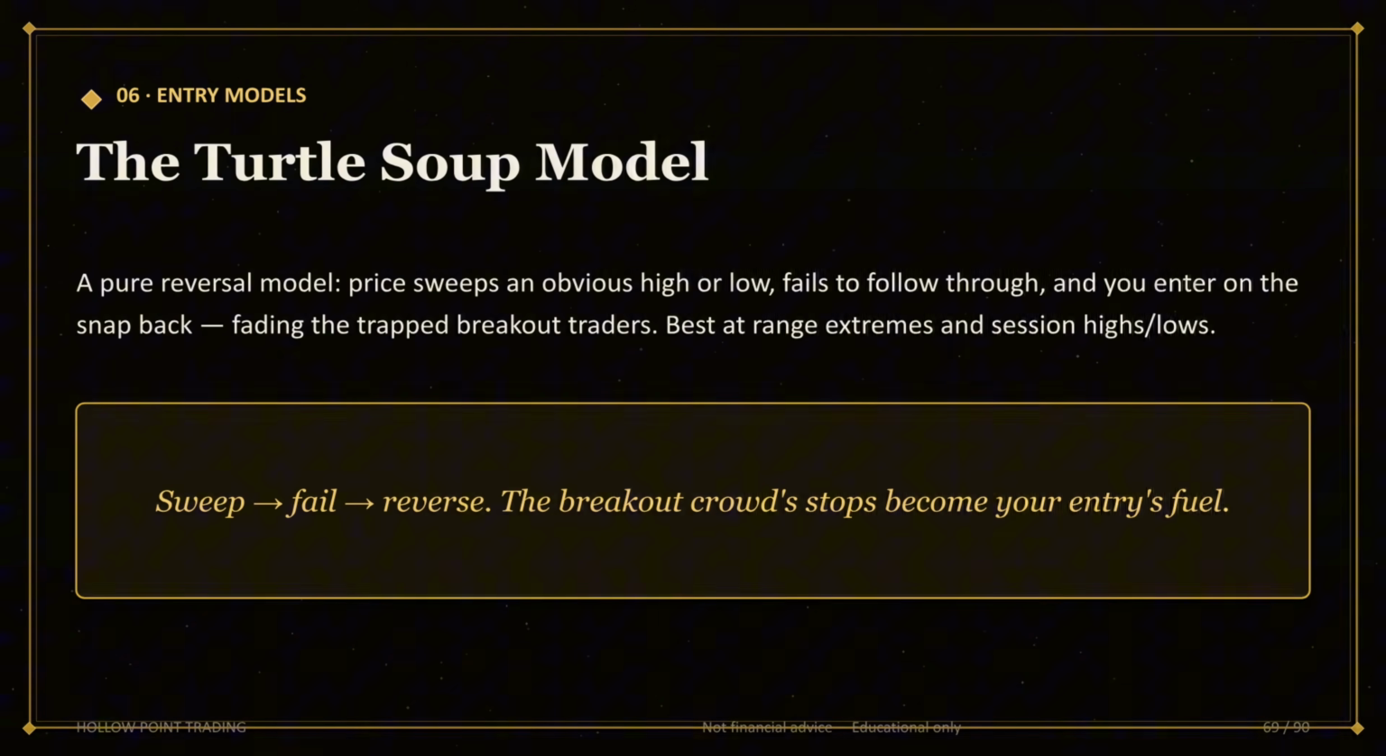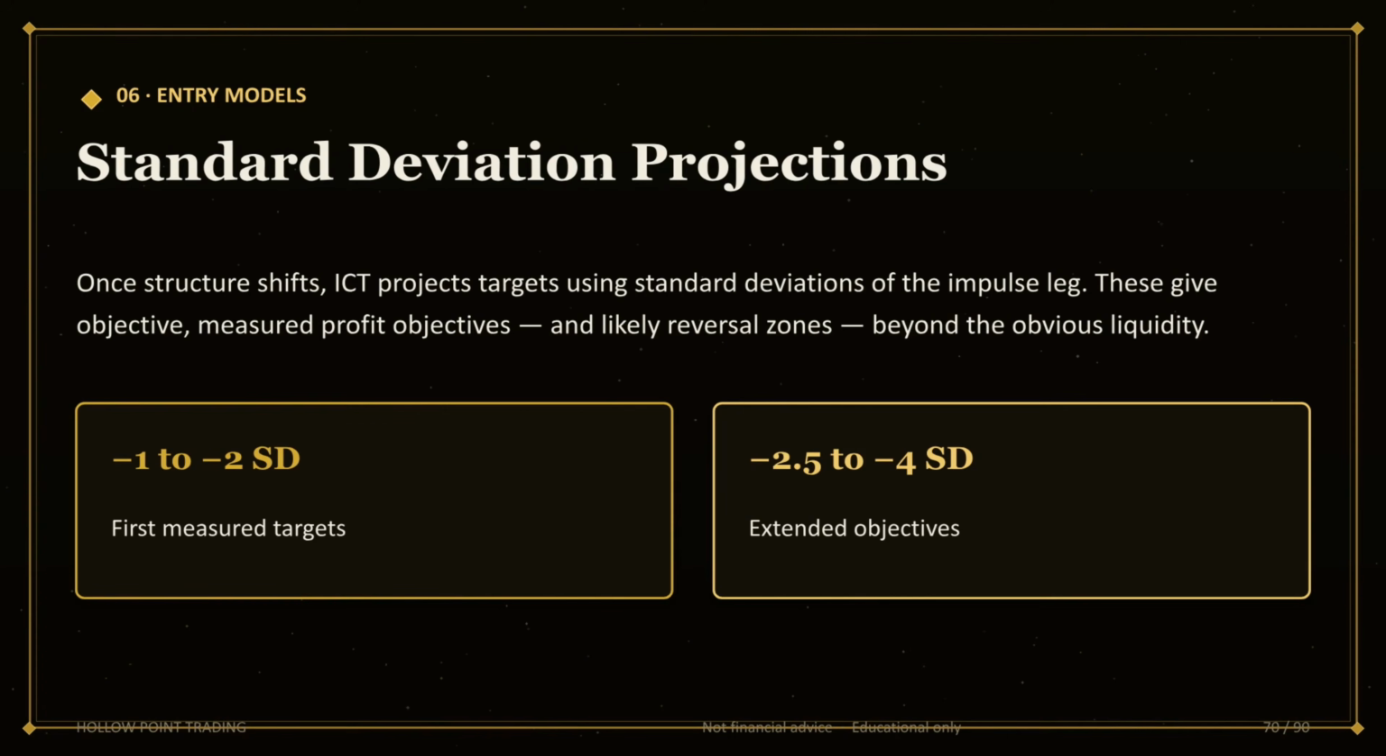The Turtle Soup model focuses on reversing false breakouts. When price sweeps a significant high or low but fails to follow through, you enter on the snapback to fade the trap traders. After a structure shift, you can project targets using standard deviations of the impulse leg.